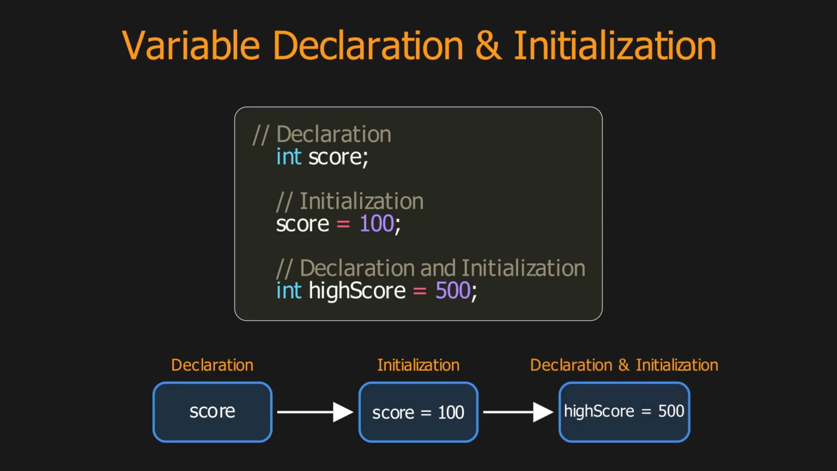Java also allows you to perform both steps at once with a combined declaration and initialization. As you can see in int highscore = 500, we're both reserving memory and assigning a value in a single statement. This is not just more concise, but also more efficient since Java can optimize the memory allocation, knowing the initial value up front.